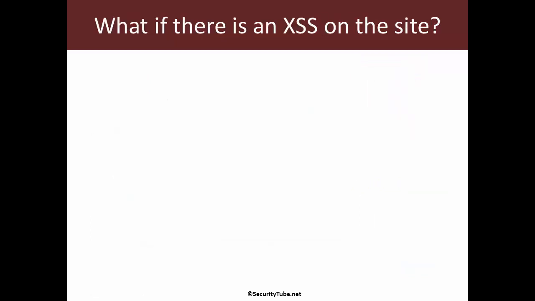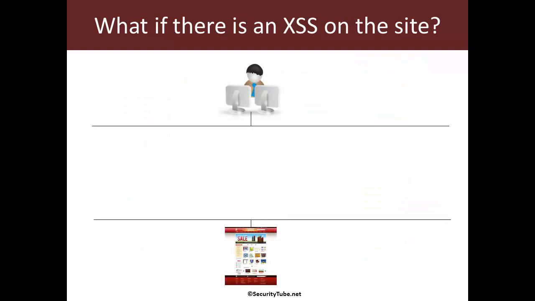Now, how does this change if there is an XSS on the website? So here is our setup. We have the victim user and we have a website which he uses. Now, what if the attacker finds a cross-site scripting attack on this website, right? It can be a reflected or a stored XSS, and in this specific example, let's assume it's a reflected XSS.